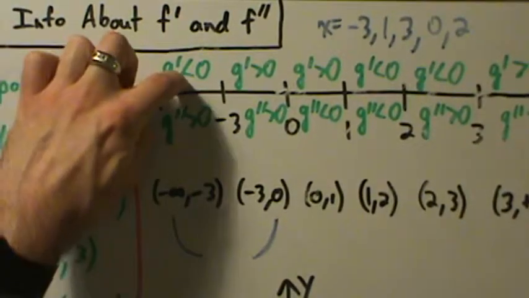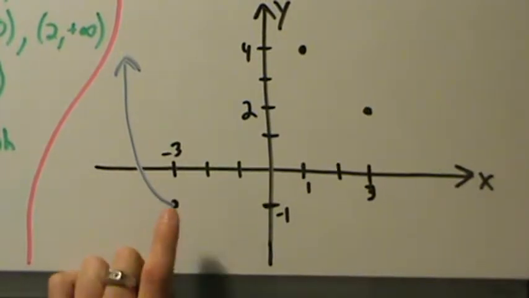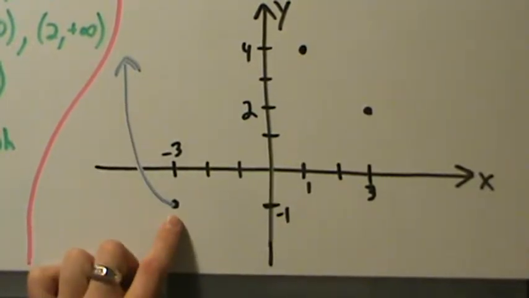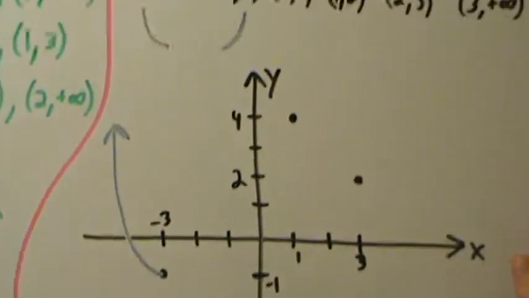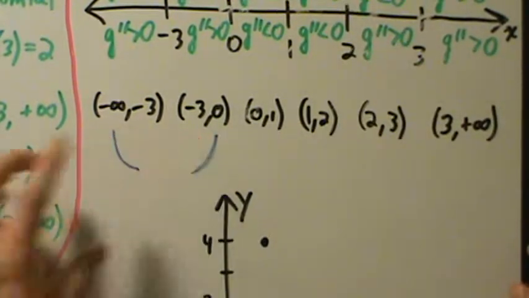Function is decreasing and concave up. And we also know that when x is negative 3, y is negative 1. So that's how we know to stop at this point, but we don't know how steep to make this, and it really doesn't matter. Okay? So what was next? From negative 3 to 0, what were we given?